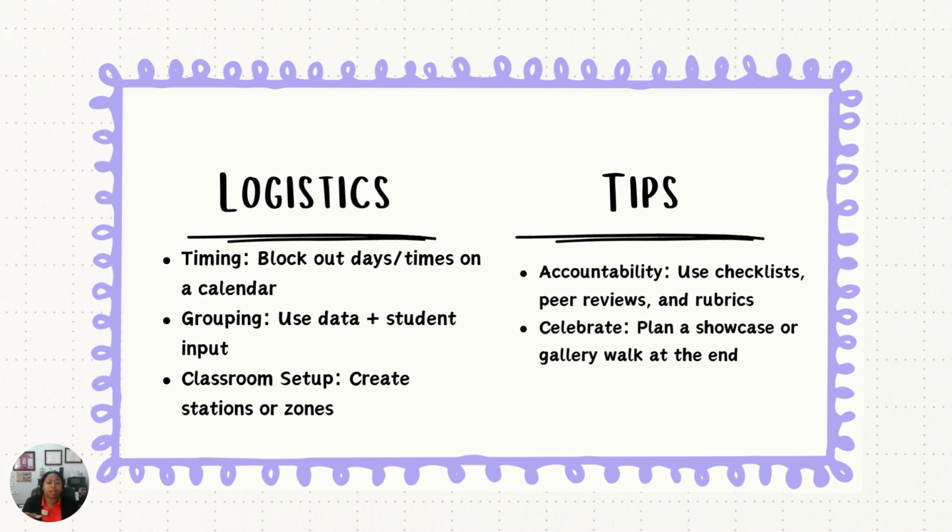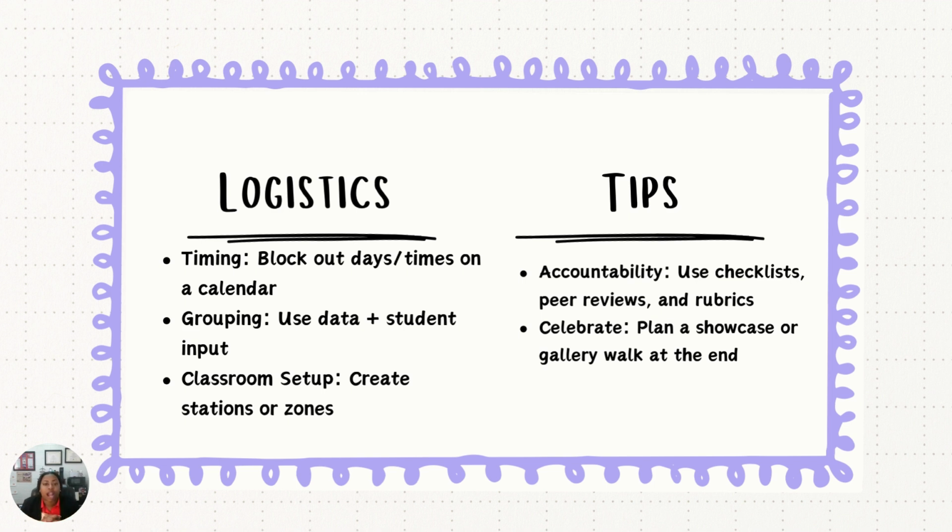So when you're setting up your small groups, here are some logistics and tips. Always think about the timing. Talk about the grouping: how you're going to group the students and what you are going to use to group them. Then think about the actual setup of your classroom, with stations in different zones, so they really understand they are working within a group. Sometimes when we just have the desks in rows and say, okay, you're a group, you're a group, you're a group, it doesn't really feel like groups for our students. So let's put them into an actual area, turn the desks, and make it a full group.